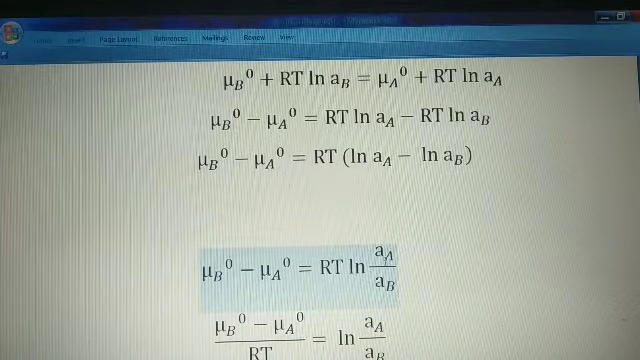Now let us see how the formula for the Nernst distribution law changes whenever there is association or dissociation of the solute in one of the phases. Here in phase A, X remains X, but in the other phase some of the molecules of X associate to form the associated molecule Xn. Two or three molecules associate to give the associated molecule.